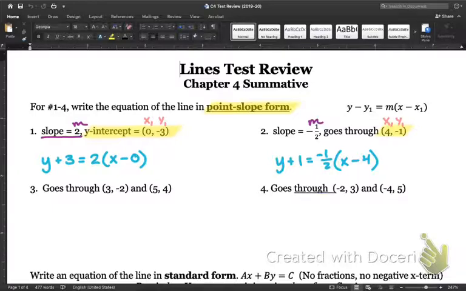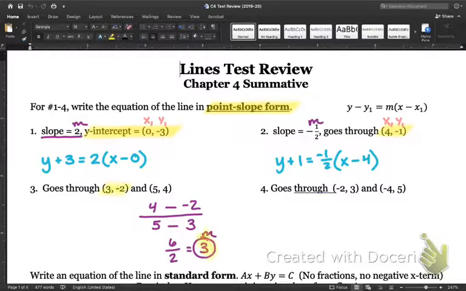Now, numbers 3 and 4 are a little bit different only because we aren't given the slope outright, but we are given 2 points. So what we can do is use our handy dandy slope formula. So we have our y2 minus y1 over x2 minus x1. So in our numerator, 4 minus -2 is 6, and our denominator, 5 minus 3 is 2. Reduce that fraction to 3. There's our slope.